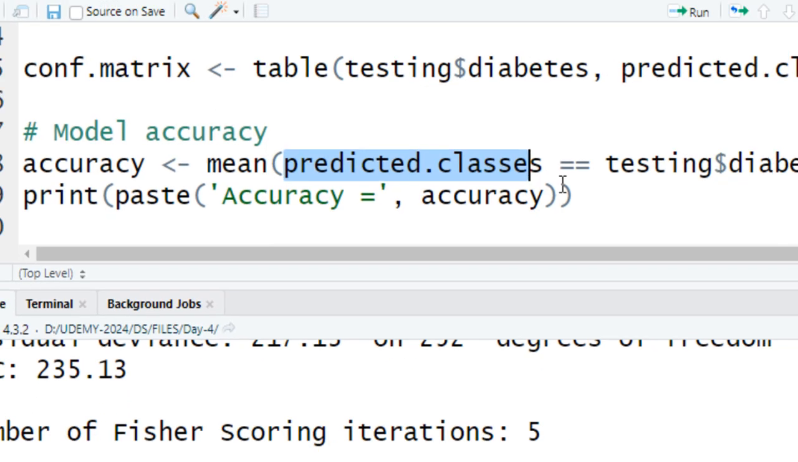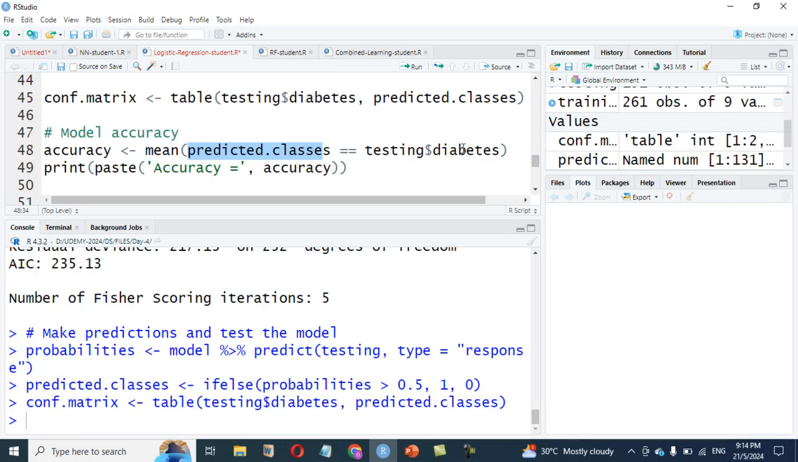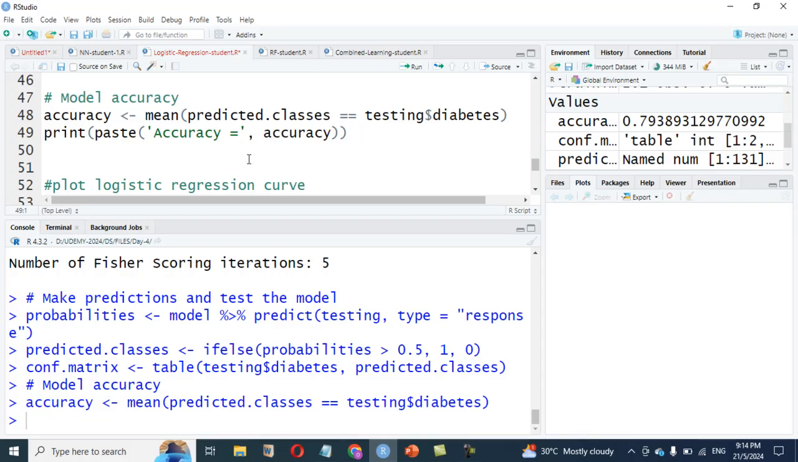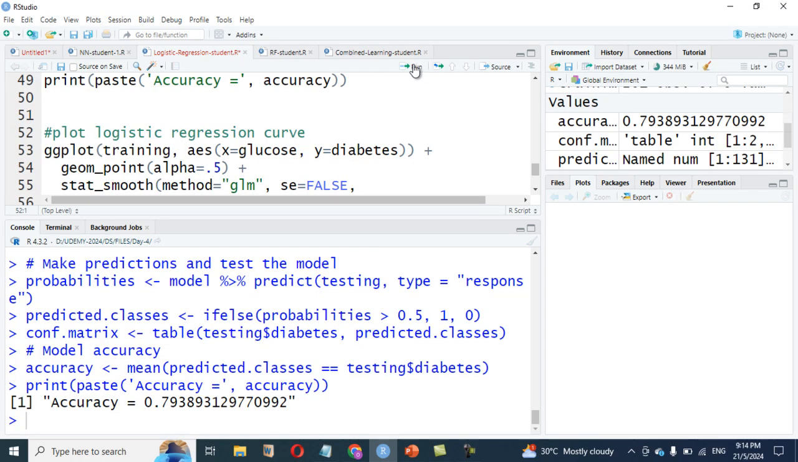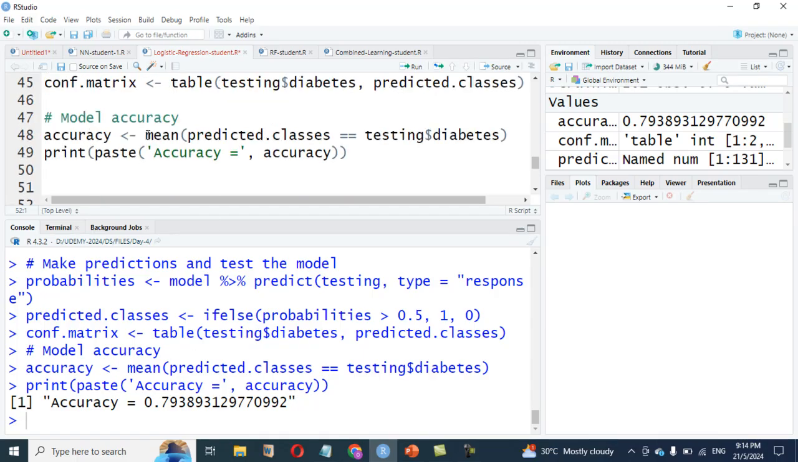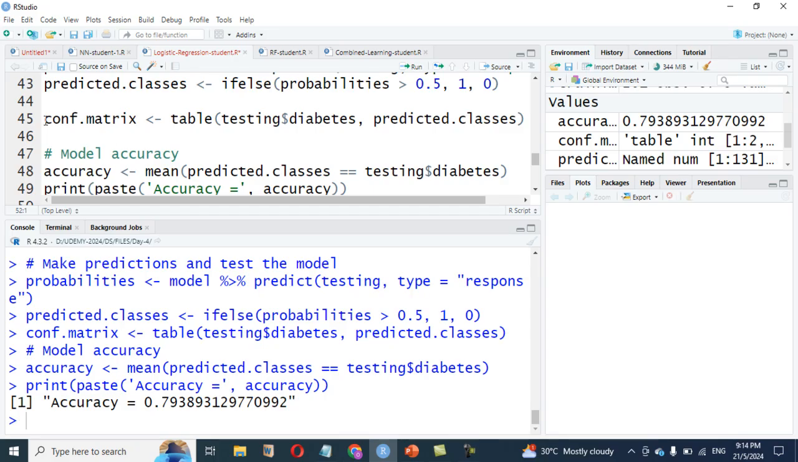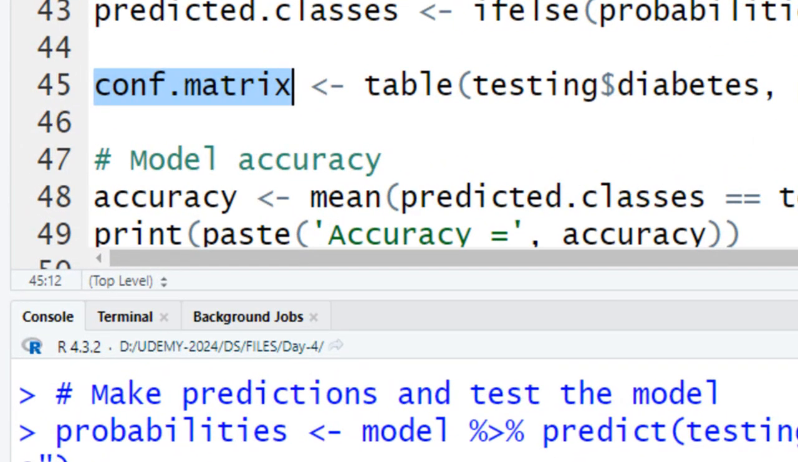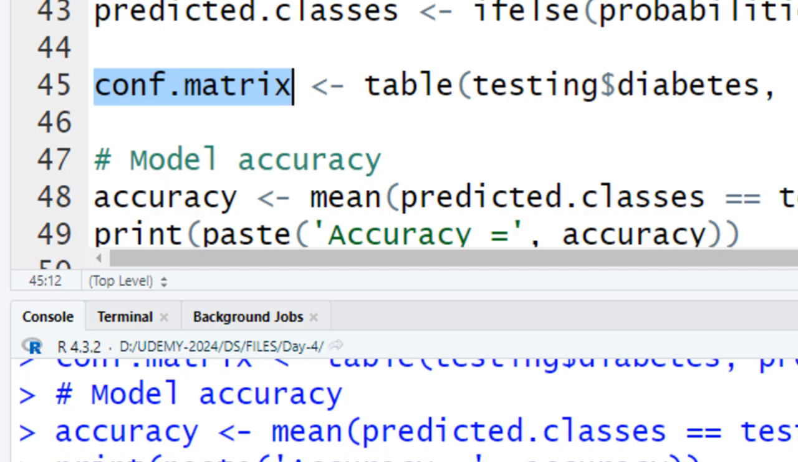Okay, which equals testing diabetes. So we run this line. All right, so we can now print accuracy. We have not printed our confusion matrix, which is this one. We can print it also. Let's see. This is our confusion matrix.